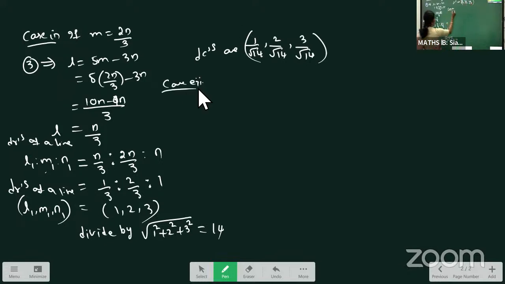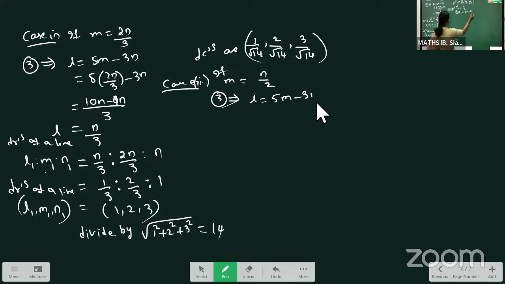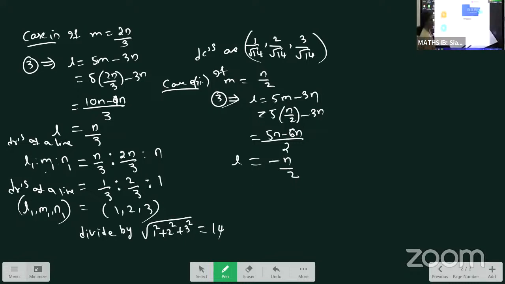In case 2, take another value of m. What did we get in case 1? m is equal to n by 2. Take m equal to n by 2, go to equation 3 and substitute again. Equation 3 is l equals 5m minus 3n. Substituting m equals n by 2, we get n by 2 minus 3n. LCM 2: 5n minus 6n. 5 minus 6 is minus n by 2. So the l value we got is minus n by 2.